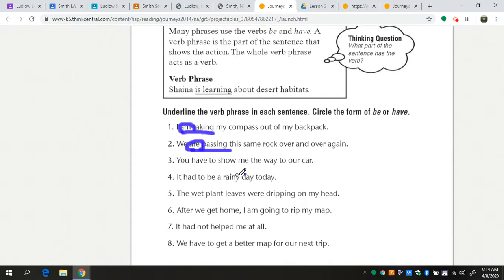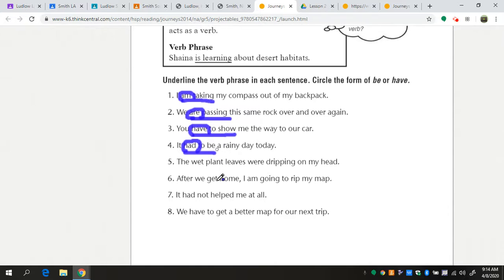Number three, you have to show me the way to our car. Have to show is our verb phrase, and obviously have is our form of be or have. Number four, it had to be a rainy day today. Had to be is our verb phrase, and had is our form of be or have. We don't have to underline be here.